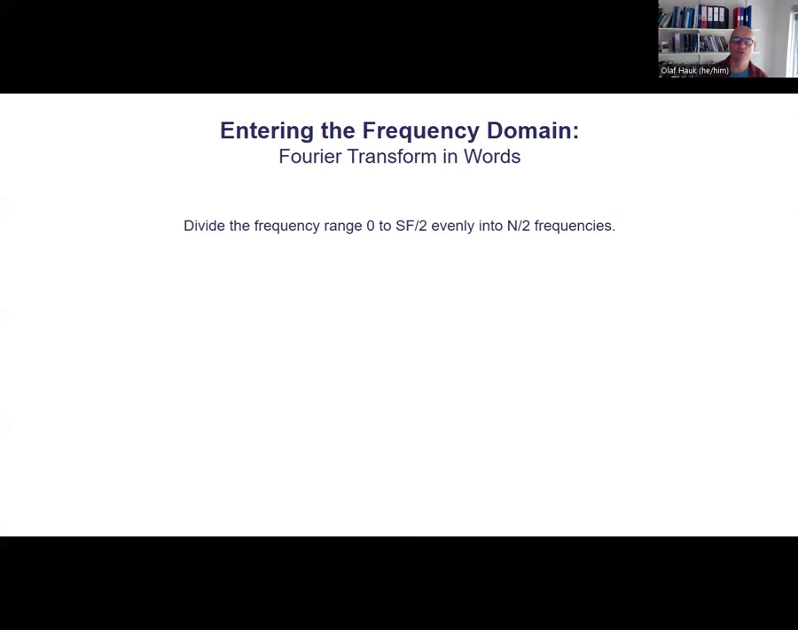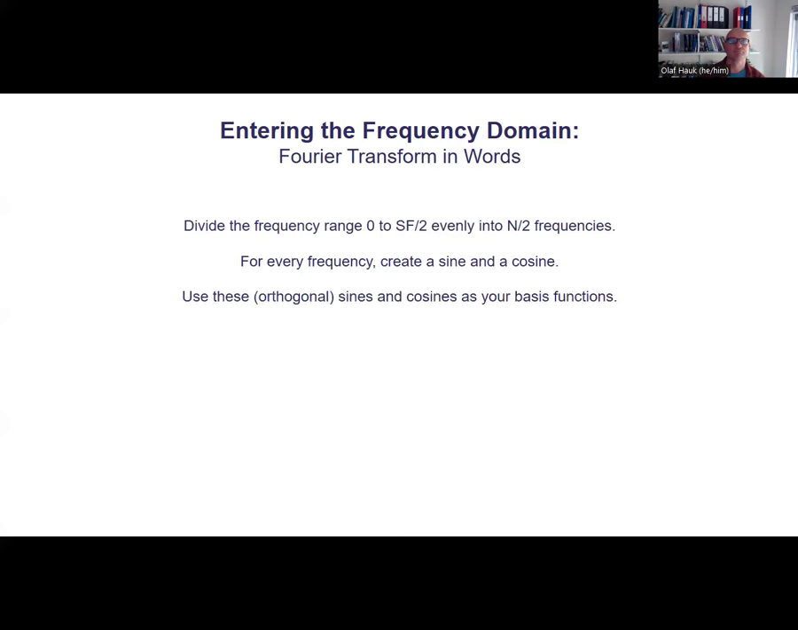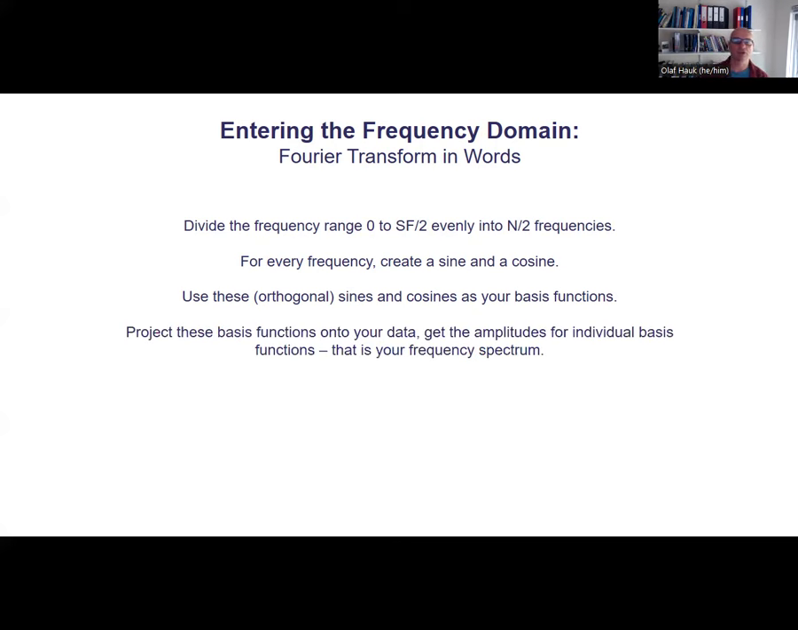say that we can divide the frequency range in our data from 0 to half of our sampling frequency, and we can evenly divide that into n/2 frequencies. So the frequency range is given by the Nyquist theorem. It's simply the frequencies that we can actually determine from our data. And because we have 2 independent parameters per frequency, we divide this frequency range up into n divided by 2 frequencies. So at every frequency, we create a sine and a cosine, and for all of these frequencies, times 2, we use the corresponding sine and cosine curves as our basis functions.